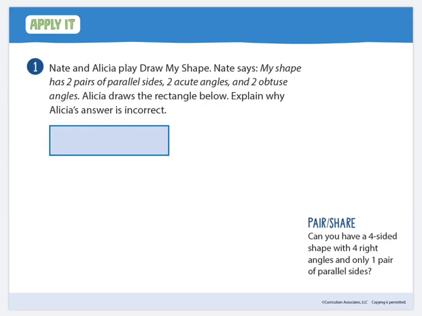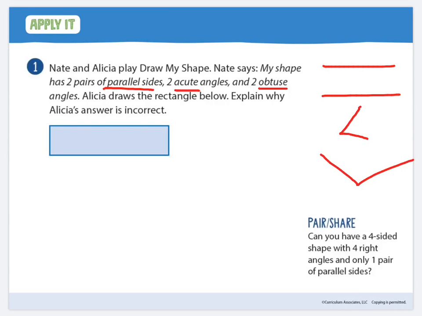Nate and Alicia play Draw My Shape. Nate says, my shape has two pairs of parallel sides, two acute angles and two obtuse angles. Alicia draws the rectangle below. Explain why Alicia's answer is incorrect. So we need to remember what these words mean. Parallel sides are sides that run the same direction and never cross. Acute angles are angles that are smaller than 90 degrees, and obtuse angles are angles that are larger than 90 degrees.